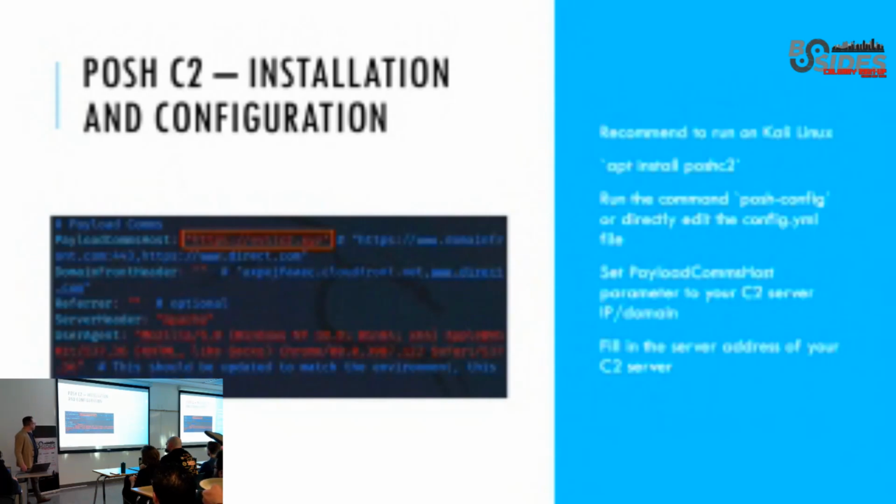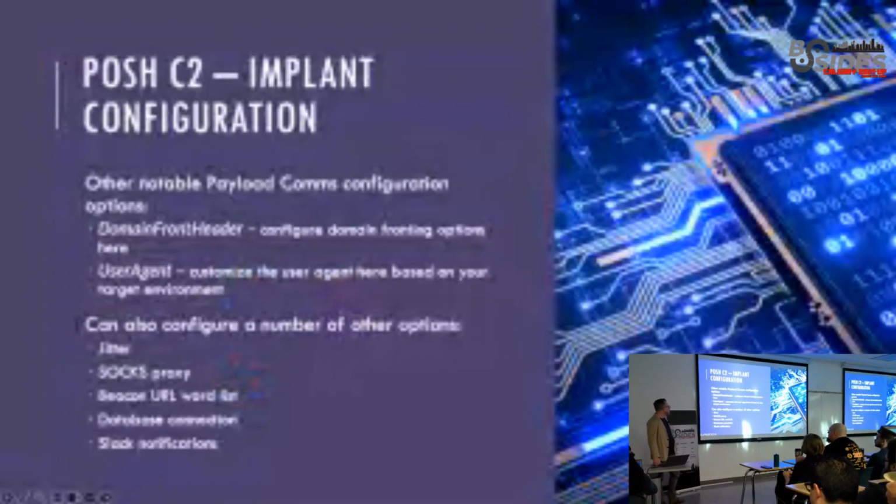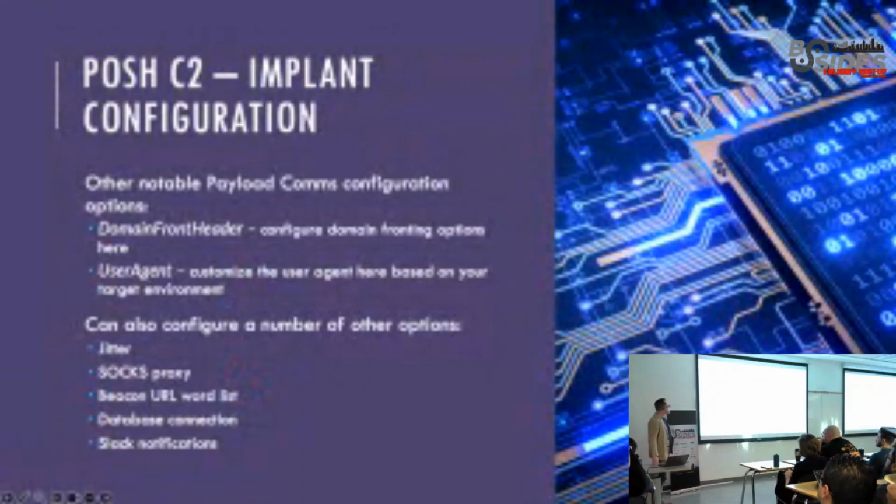There's a number of other options you can set. Actually, I think I talked about these here. Yeah, so in addition, you can use domain fronting. You can customize the user agent based on your environment. There's a number of other options you can use, such as Jitter, SOCKS proxy, that type of stuff, but those are not really relevant to this talk.